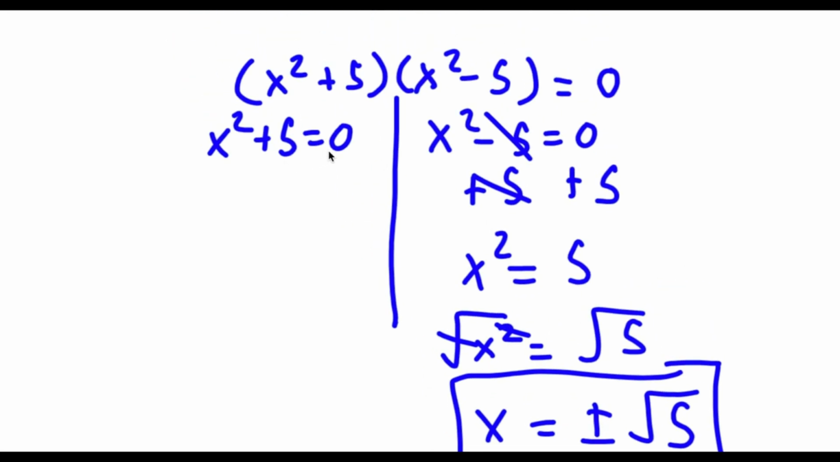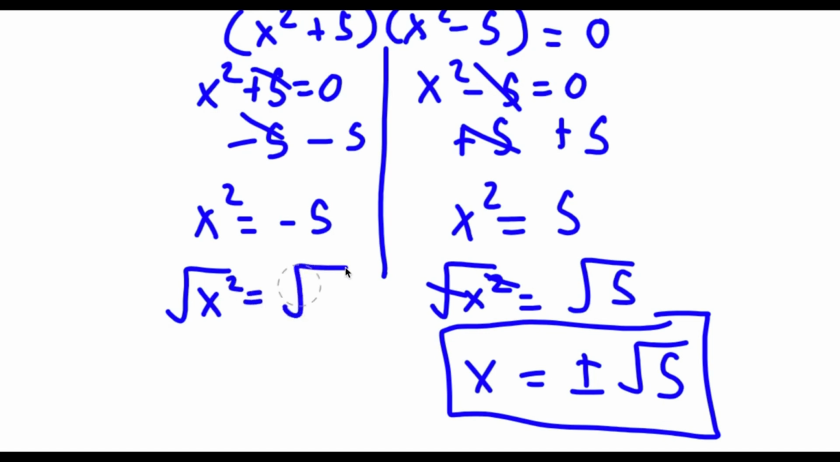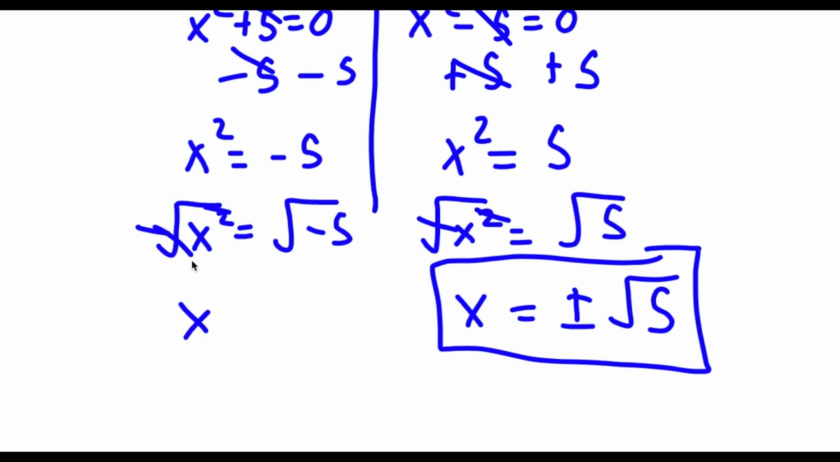Now, I'm going to go ahead and do x squared plus 5 equals 0. So now to solve this, I'm going to first subtract 5 on both sides. So now these two cancel out, and now I have x squared is equal to negative 5. Now I'm going to take the square root on both sides again. So now I have the square root of x squared is square root of negative 5. Remember, the square root of x squared is simply x is equal to positive or negative square root of negative 5.